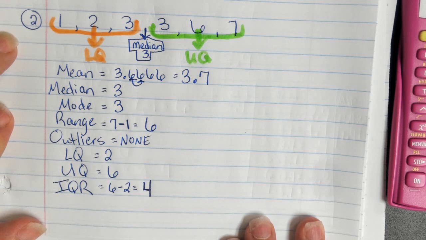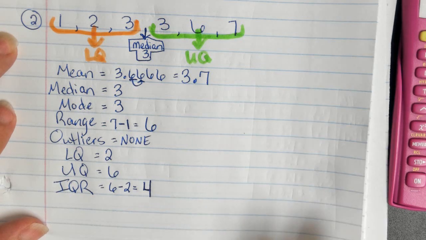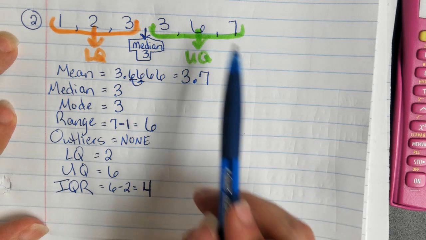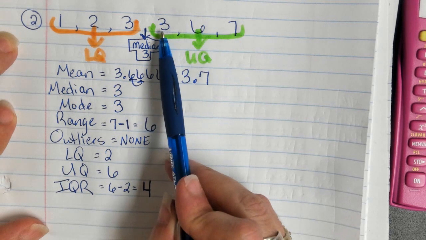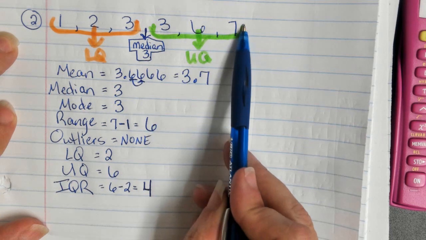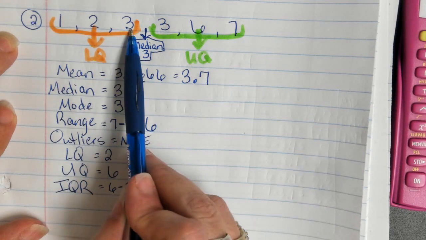Yes. So, for my UQ, I got 6.5. Yep. LQ, I got 1.5. And my IQR, I got 5. No. I've already said, listen, that means you didn't include that 3. When you were making your UQ and your LQ, you have to include that 3.